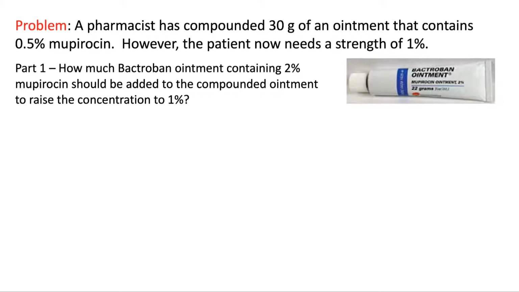So to that end, let's start with this problem. It says, a pharmacist has compounded 30 grams of an ointment that contains 0.5% mupirocin. However, the patient now needs a strength of 1%. And again, mupirocin is an antibiotic.